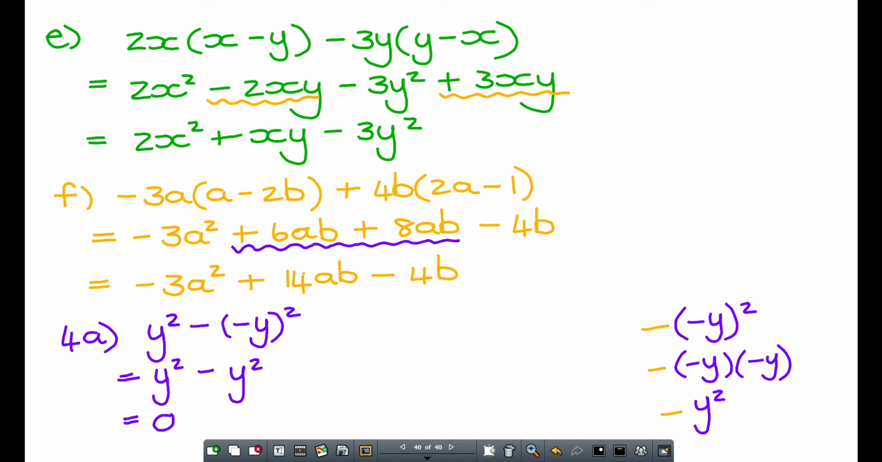My final answer was just y to the power 2 minus 4. You would have lost 1 mark, because you get a mark for the 0 at the end. Okay.